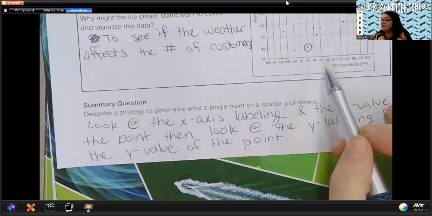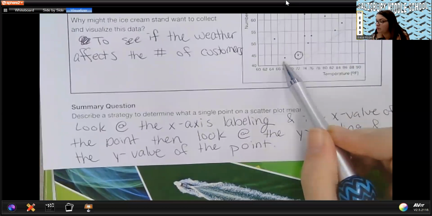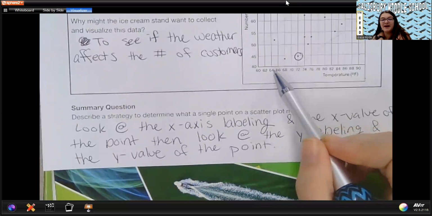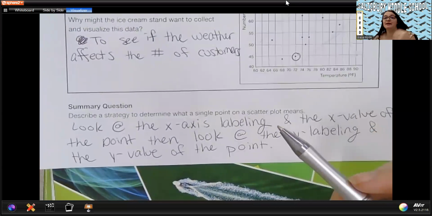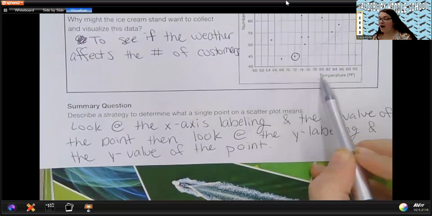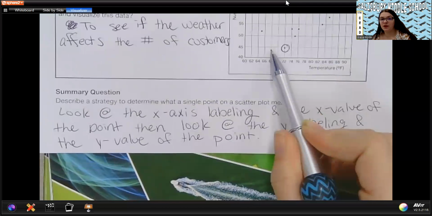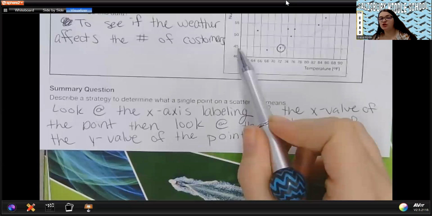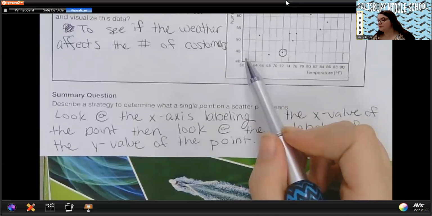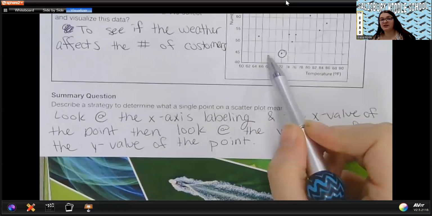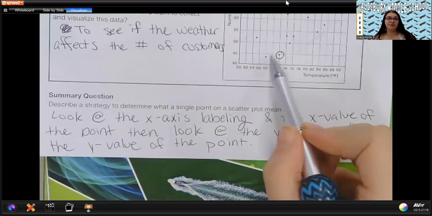So just as an example, if I wanted to figure out what this point meant, well, let me choose a different one. Let me choose this one here. I would look at my X-axis. It's normally better to look at your X-axis first because that's our independent. So when the temperature is 68 degrees Fahrenheit, the number of customers was just under 45, maybe about 43 customers. So when the temperature is 68 degrees, there's about 43 customers, and that's what that point there means.